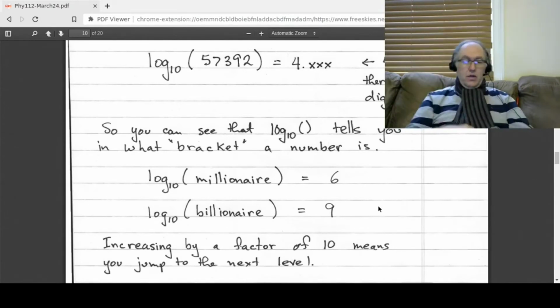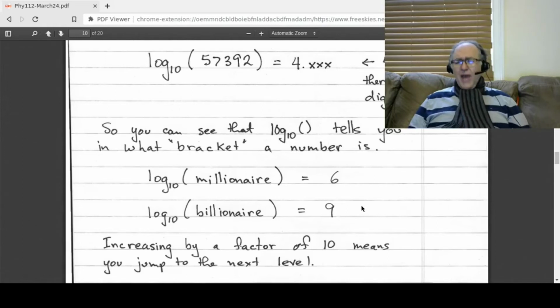So the log is basically counting those number of digits, and it just kind of tells you what bracket you're in. All right, so to jump from one bracket to another, you don't add 10, you actually have to multiply by 10. You have to be 10 times bigger. So, a 10 millionaire would be at bracket 7. A 100 millionaire, $100 million gets you into bracket 8. And by the time you get to 1,000 million, which is a billion, then you're into bracket 9, and so on. So that's how log functions work, okay?